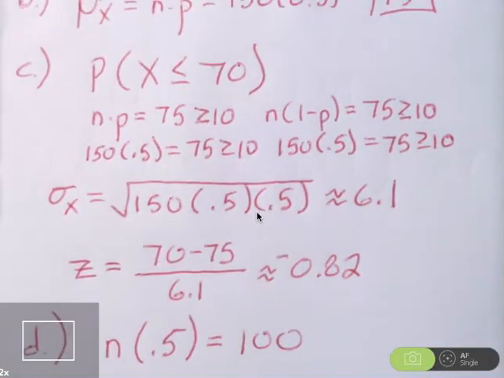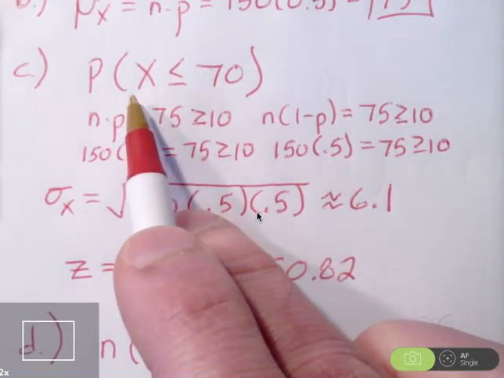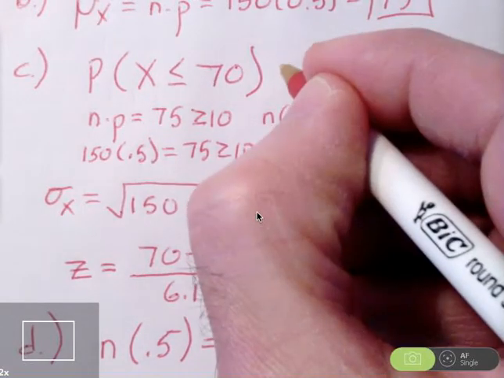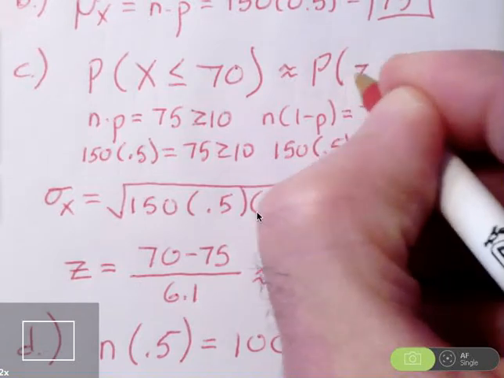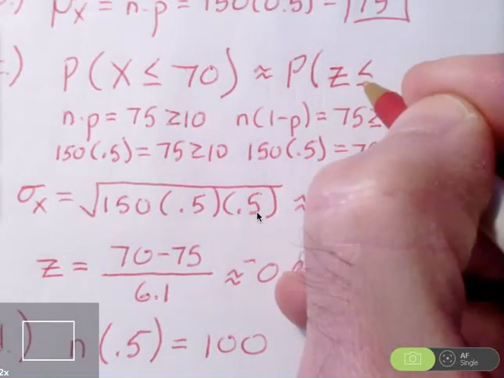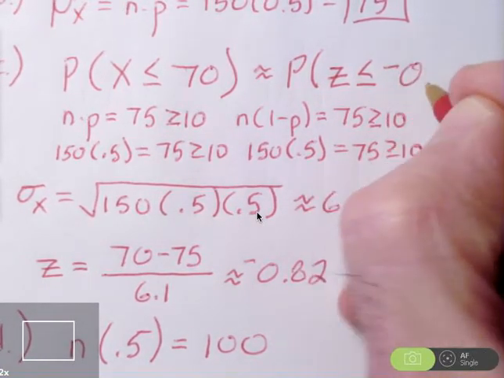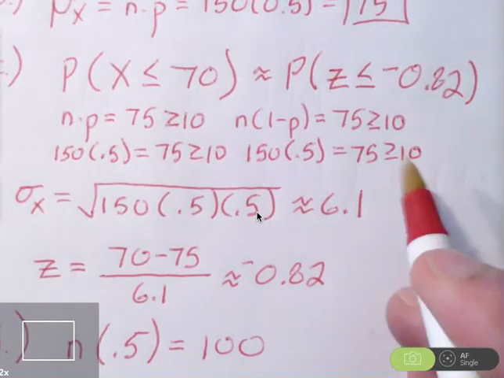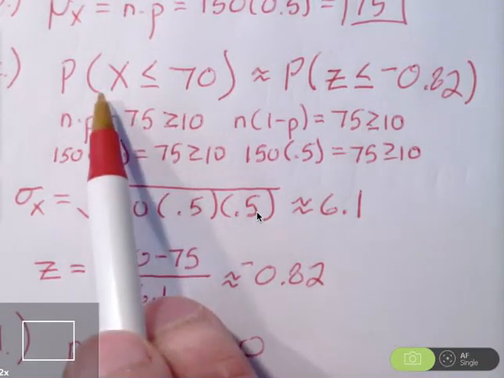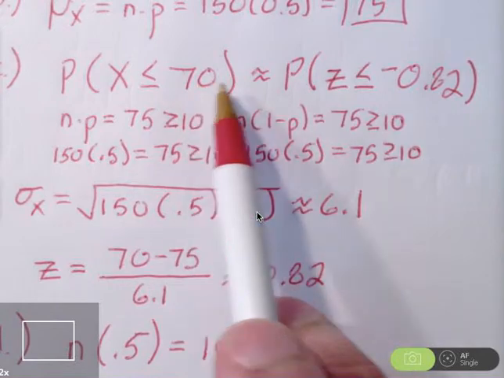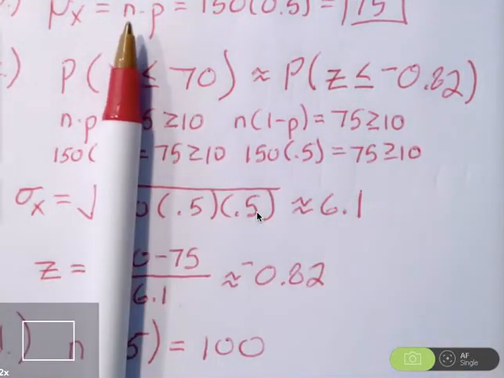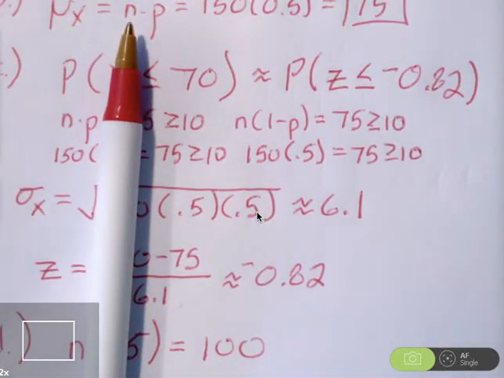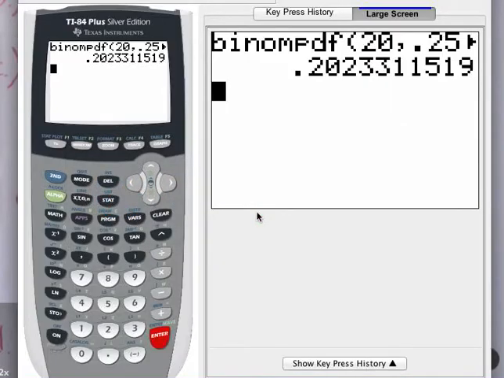So we can convert this probability, which is phrased in terms of counts. We know that we can approximate this probability with the probability that z is less than or equal to negative 0.82. So again, this is the normal approximation. This is the actual binomial probability. This is the normal approximation, which we can calculate using the normal CDF. So we'll switch over to that here. We'll go to the calculator.